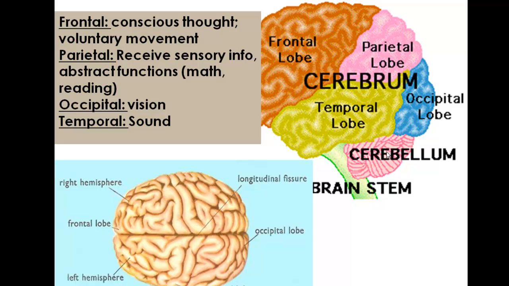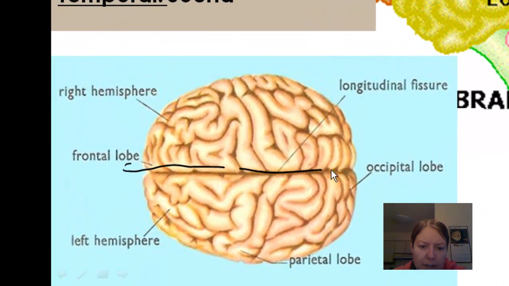The frontal is more of our thinking area. Parietal receives sensory information. Occipital, vision. Temporal, sound and hearing. What I do want to bring to your attention are a couple of things. The divider between the two hemispheres is called the corpus callosum. And it's just a bunch of nerves that connect the right and left so that they can communicate together.